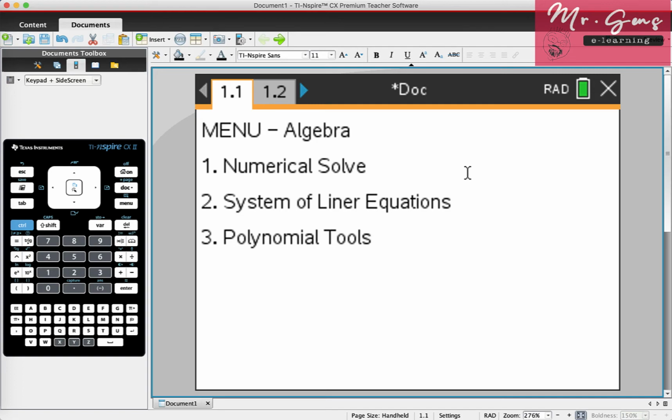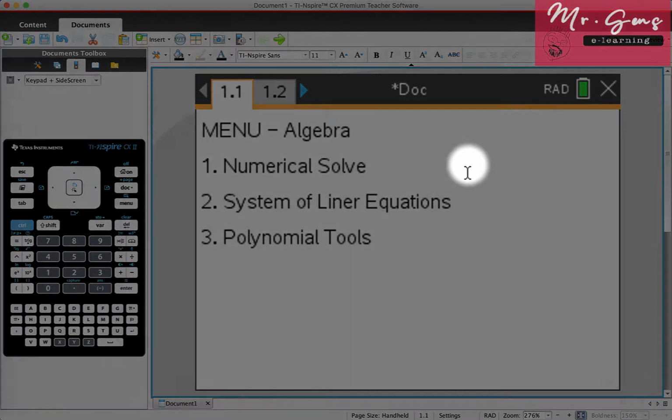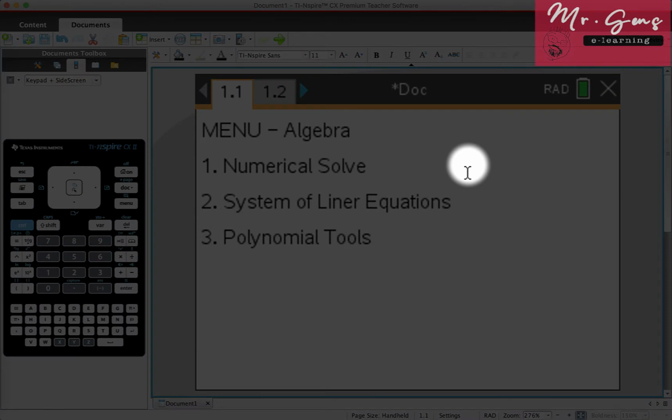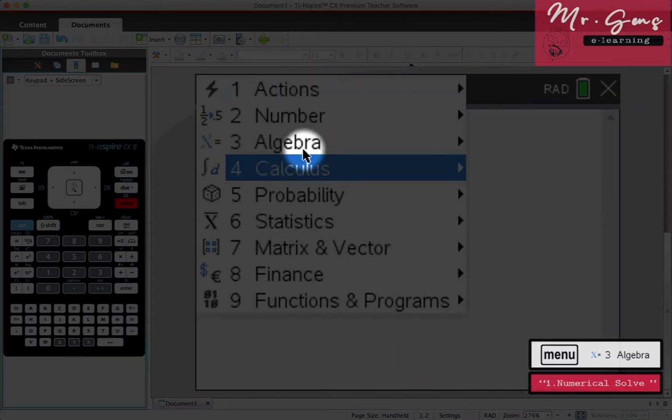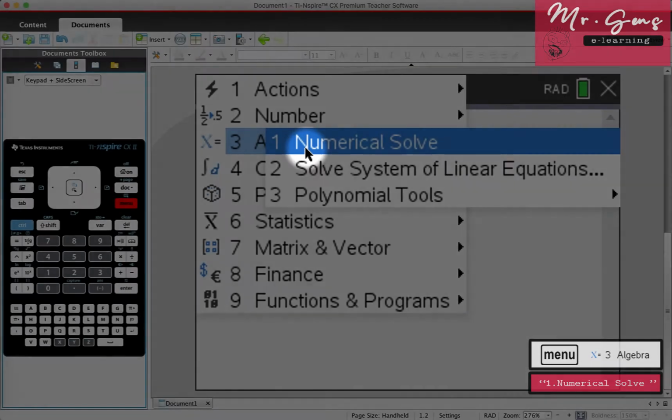Greetings! In this video, we will be exploring different options of the Algebra menu. When you press Menu, then Algebra, you will see three options.